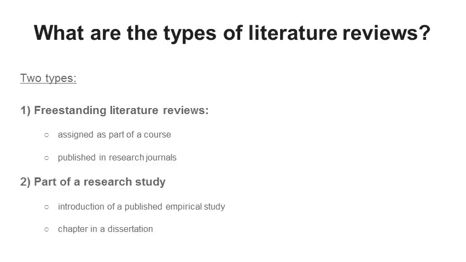There are two kinds of literature reviews. The first kind involves freestanding ones that are assigned as part of a course and published in research journals. The second kind is part of a research study that could be included as an introduction to a published empirical study or as a chapter found in a dissertation.